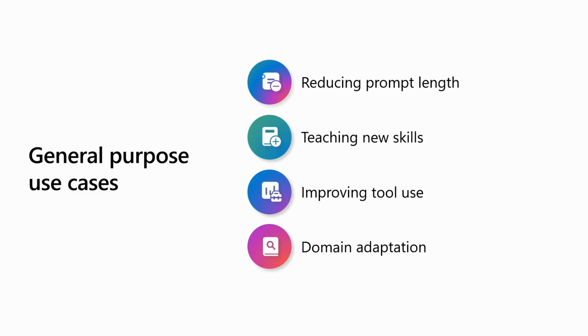So one of the things that you can do is train your model with fine-tuning to actually build that prompt into the model itself. That means on every request, you're not sending that massive payload anymore. You're reducing the prompt length. You can also use this to teach new skills.